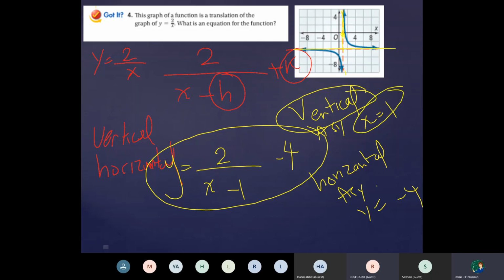What about the horizontal now? Negative four. But here is this line now. Please, girl, mute the microphone except for us.